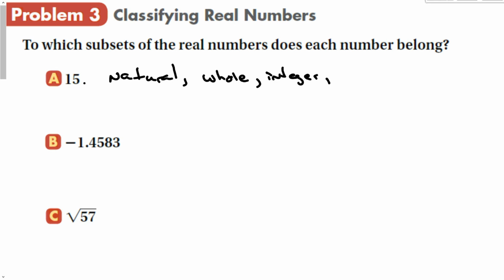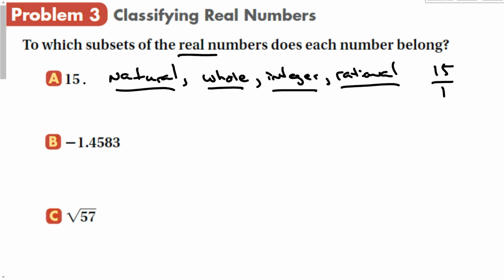It is also rational. Okay, it's all those things. And of course, it is also real. All these numbers are actually real. So we have natural, whole, integer, and rational. Because it has no decimals, it's one of the counting numbers. That's what makes it natural. It's also part of the set of whole numbers, right? The only number that is whole but not natural is 0. It has no decimals, so also an integer. And if I wanted to, I could write it as a fraction, 15 over 1, and that makes it rational.